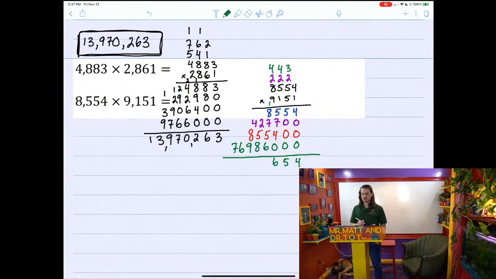Then we have 2 plus 2 plus 5 plus 8. 2 plus 2 is 4. 4 plus 5 is 9. 9 plus 8 is 17. So we're going to keep the 7, carry over the 1. We're going to have 1 plus 4 plus 8 plus 9. 1 plus 4 is 5. 5 plus 8 is 13. 13 plus 9 is 22. So we're going to keep the 2, carry over a 2.